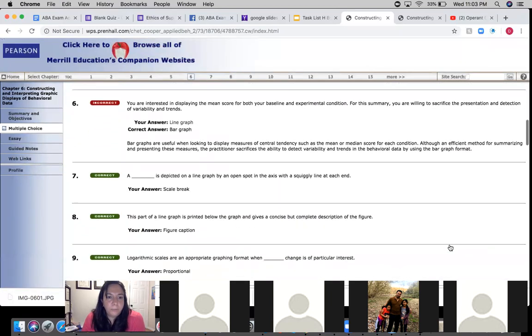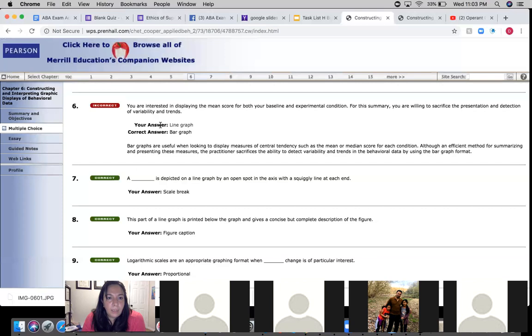Awesome. One wrong. And the answer was bar graph, and you guys chose line graph. It says bar graphs are useful when looking to display measures of central tendency, such as the mean or median score for each condition. Although an efficient method for summarizing and presenting these measures, the practitioner sacrifices the ability to detect variability and trends in the behavioral data by using the bar graph format.